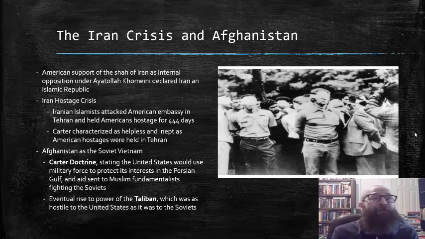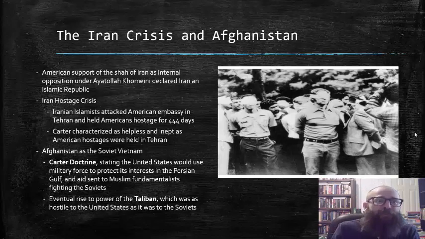And Carter was characterized as helpless and inept as American hostages were held in Tehran, and nothing the Carter administration could do could convince the Khomeini regime to let them go.